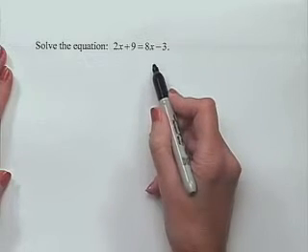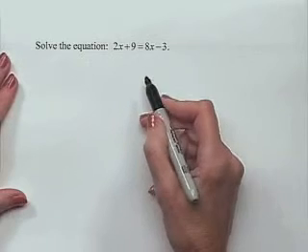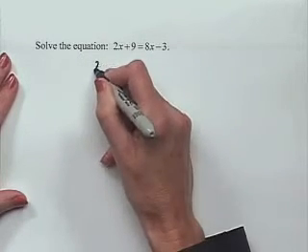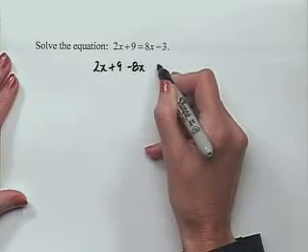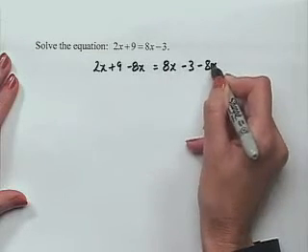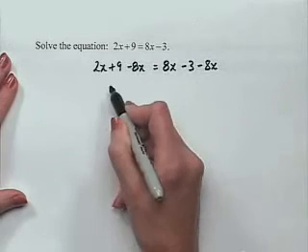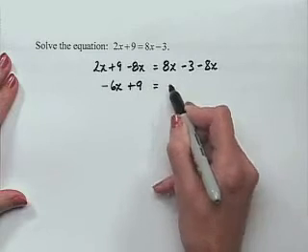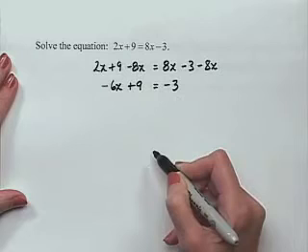If we choose to move the terms to the left-hand side, we're going to accomplish this by subtracting 8x from both sides of the equation. So we can write down 2x plus 9 minus 8x equals 8x minus 3 minus 8x. We can now combine our like terms. 2x minus 8x is negative 6x. We'll have our plus 9 move down. Our 8x's will subtract out on the right, leaving us with negative 3.